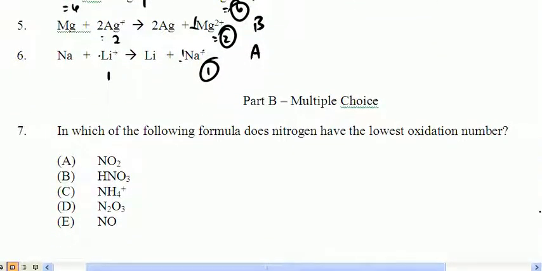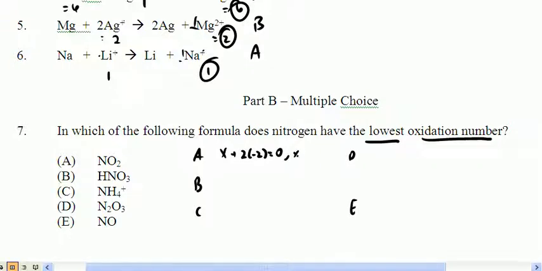Number 7, in which of the following does nitrogen have the lowest oxidation number? So we have to go through and find the oxidation number for each. In the first one, we're going to have x plus 2 times minus 2 equals 0. So x equals 4. In this one, we're going to have 1 times plus 1 plus x plus 3 times minus 2.